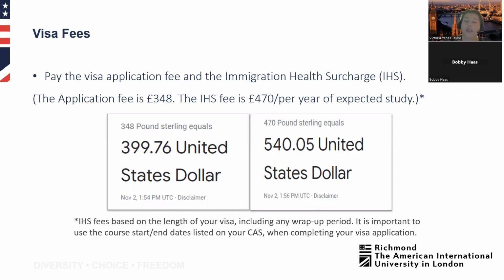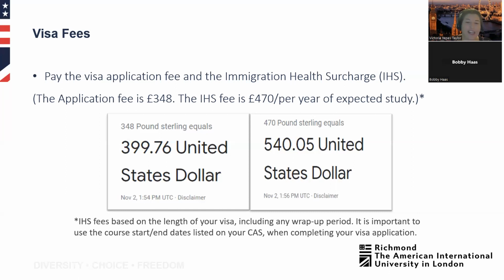The application fee is £348. I know some of us may be getting used to conversions, so I looked it up earlier today. £348, right under 400 US dollars. And then as well, the International Health Service surcharge, £470 per year of expected study. So as of today, £470 is equivalent to about $540. Not a bad conversion today.